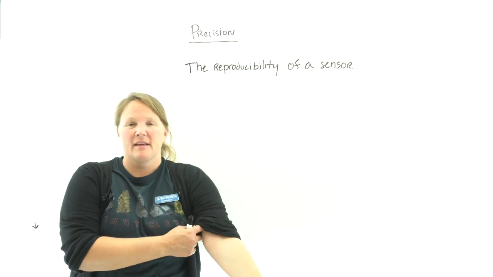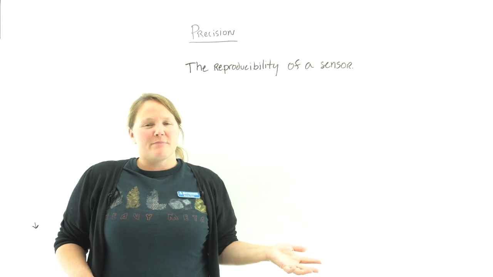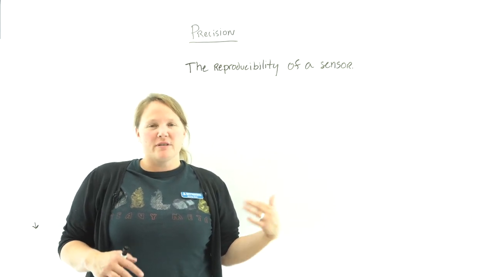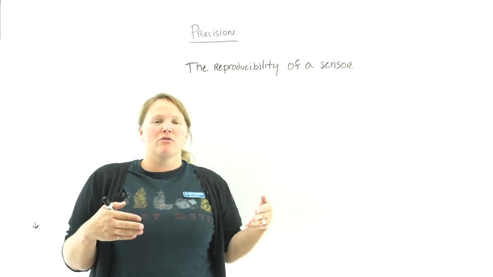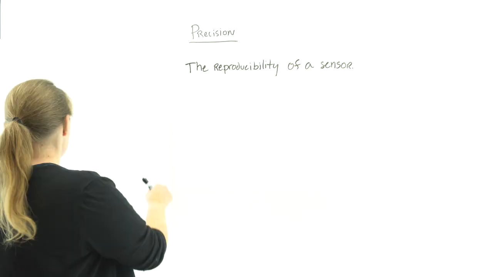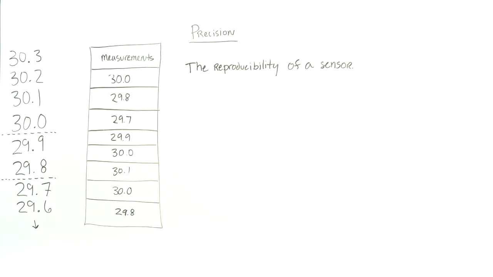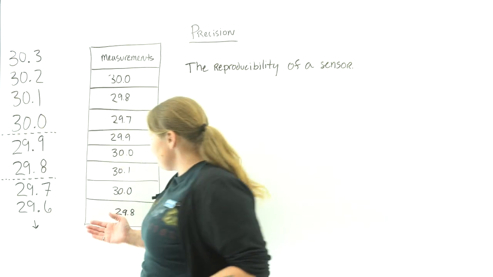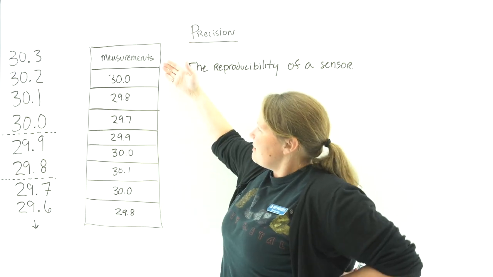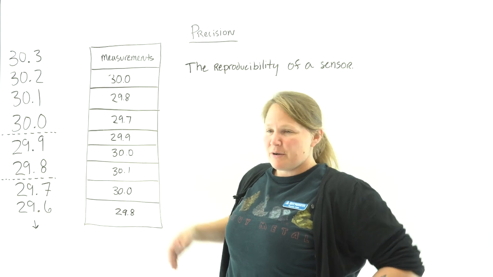Precision. It means the reproducibility of a sensor. For example, if you were to take 10 measurements with a thermometer, precision would represent how close together those measurements were. Here's an example. So here we have some measurements. These represent inches of mercury, or our atmospheric pressure.